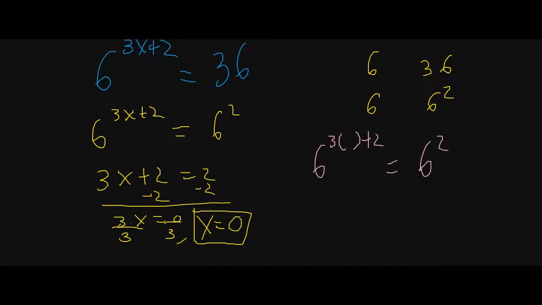All right, we plug in 0 for x into here, and we're going to get 6. This is just 0. 3 times 0 is 0. We get 6 squared. It's equal to 6 squared.